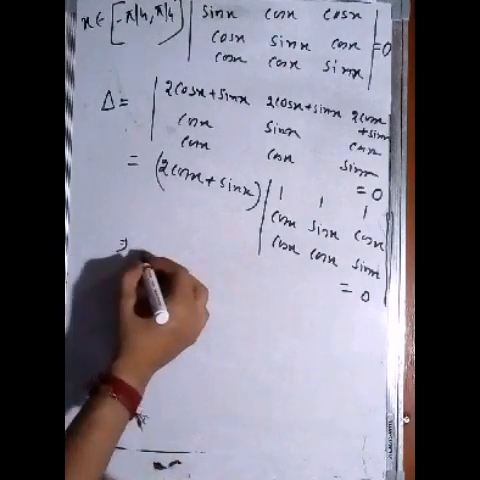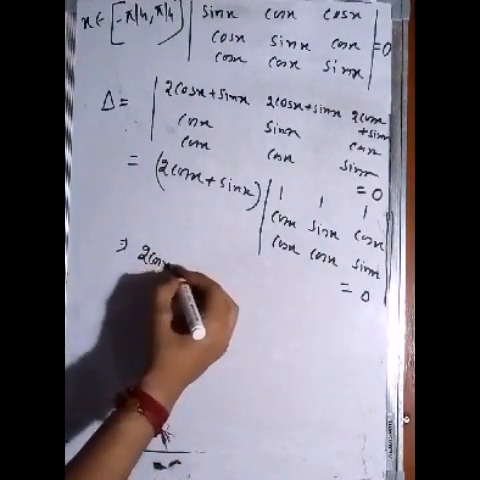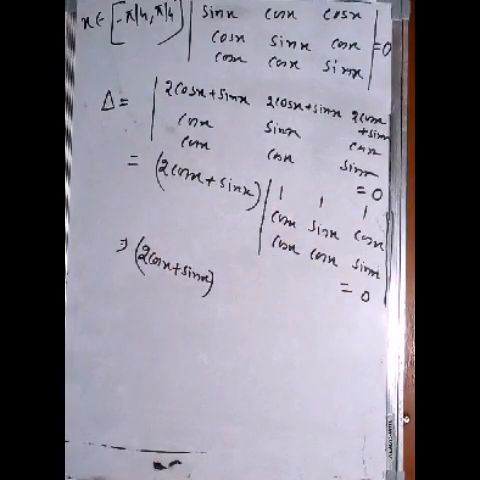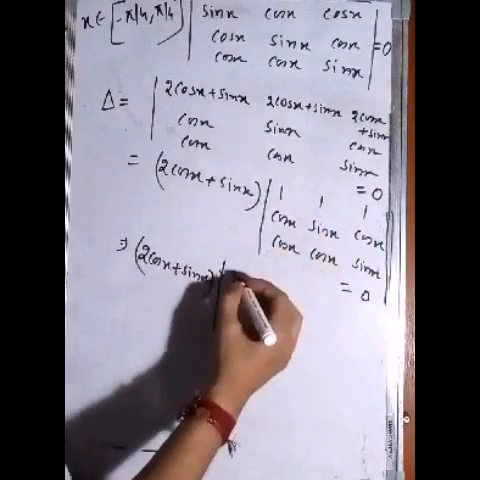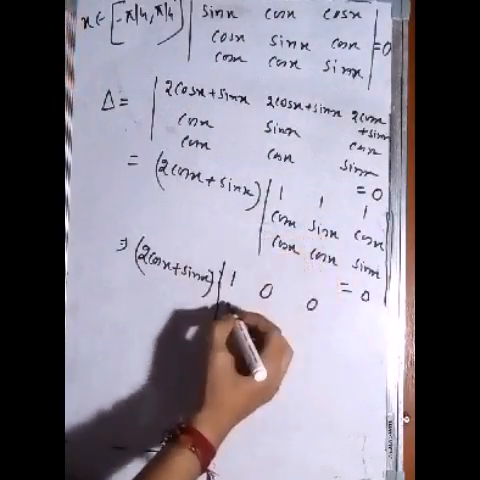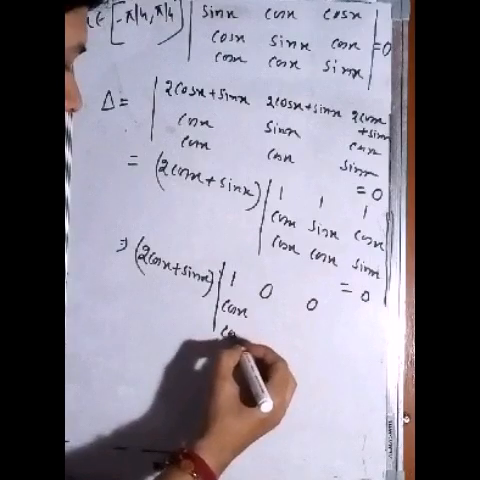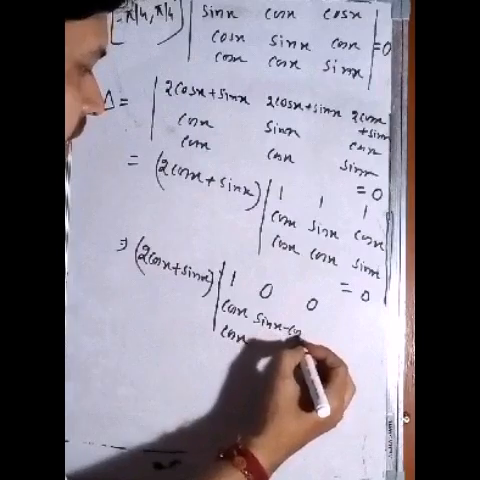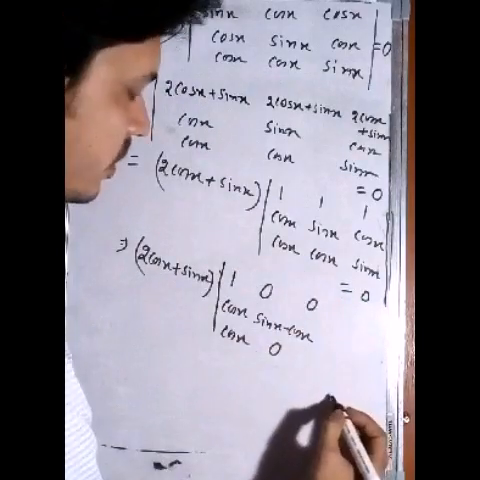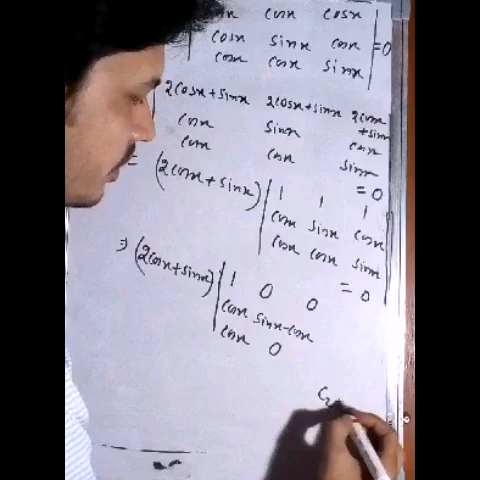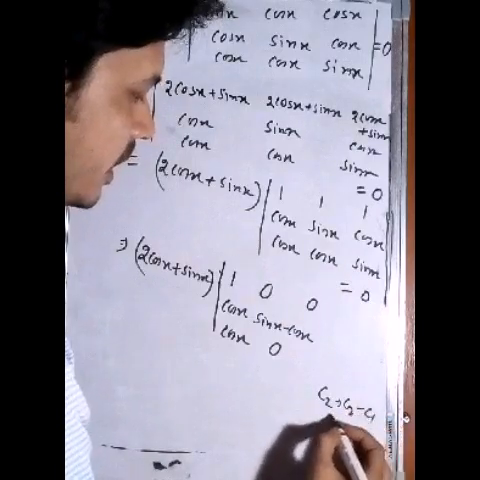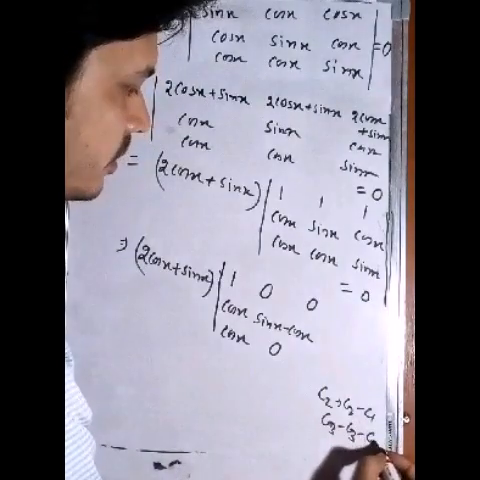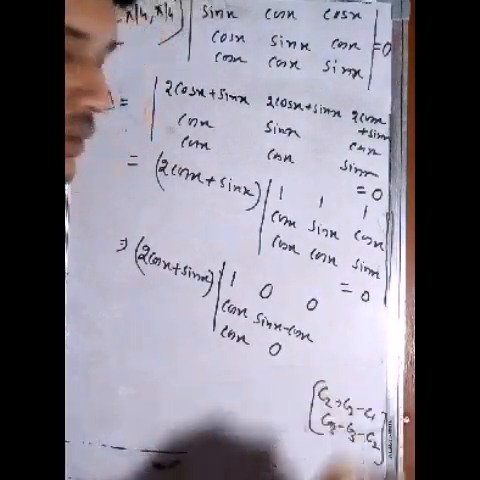Now this implies 2 cos x plus sin x times the determinant. Now we have the 1, 1, 1 format here, so we will try to make it 1, 0, 0. So this is 1, 0, 0, this is cos x, this is cos x, and this is sin x minus cos x, and this is 0. So what operation are we applying? We are applying C2 operating C2 minus C1, and C3 operating C3 minus either C1 or C2, anyone. So we choose C2. Easily we can choose C1, there is no problem.